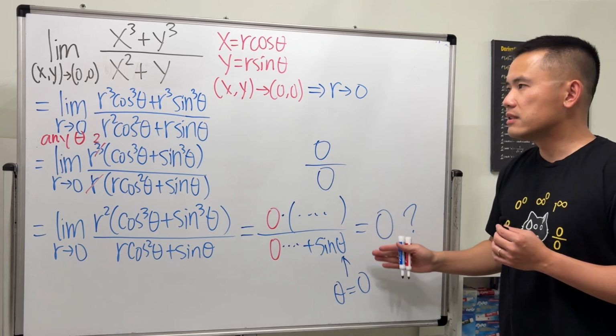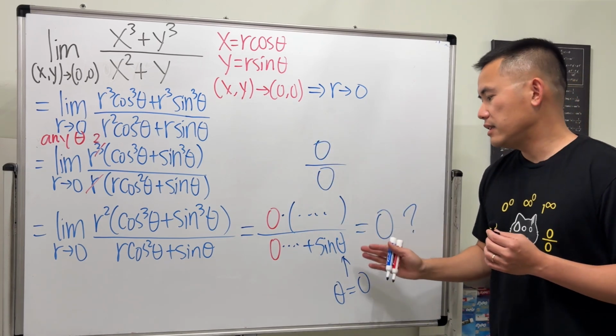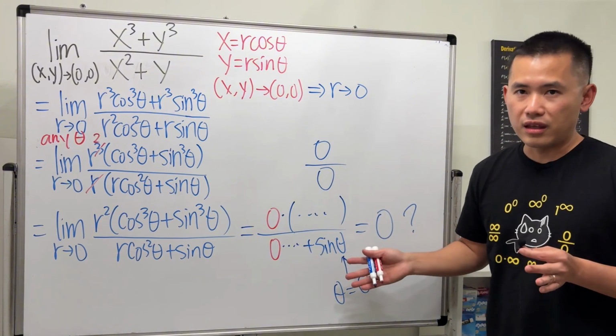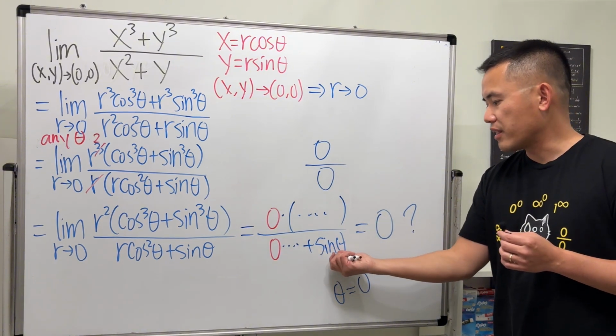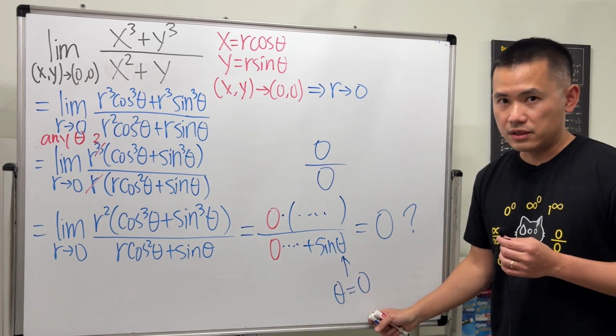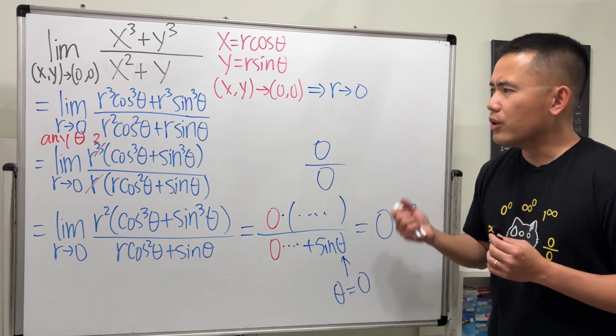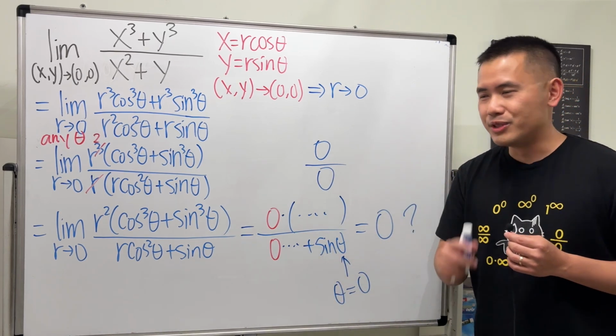I cannot say the answer doesn't exist. I cannot say the answer is equal to 0. Nothing. Unfortunately, this method just doesn't work when we have sine theta on the bottom like this because of this situation. So what do we do though? Well, don't worry, let me show you.